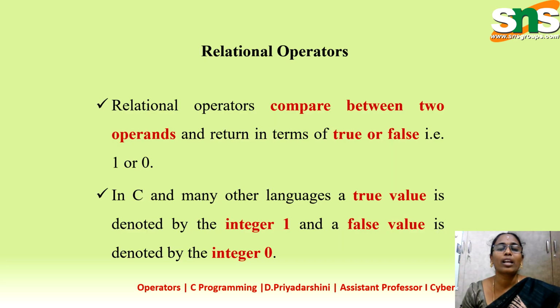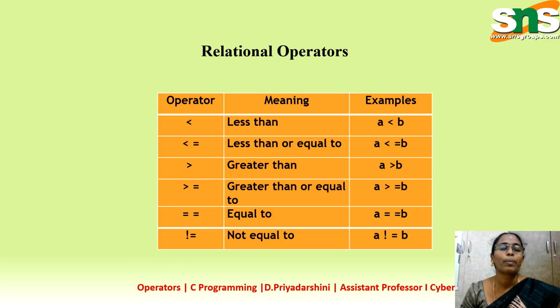The next is the relational operator. The relational operators compare two operands and return a value, either true or false. If the operator evaluates the expression and the answer is true, it returns the value 1. If the result is false, then it returns the numeric value 0.